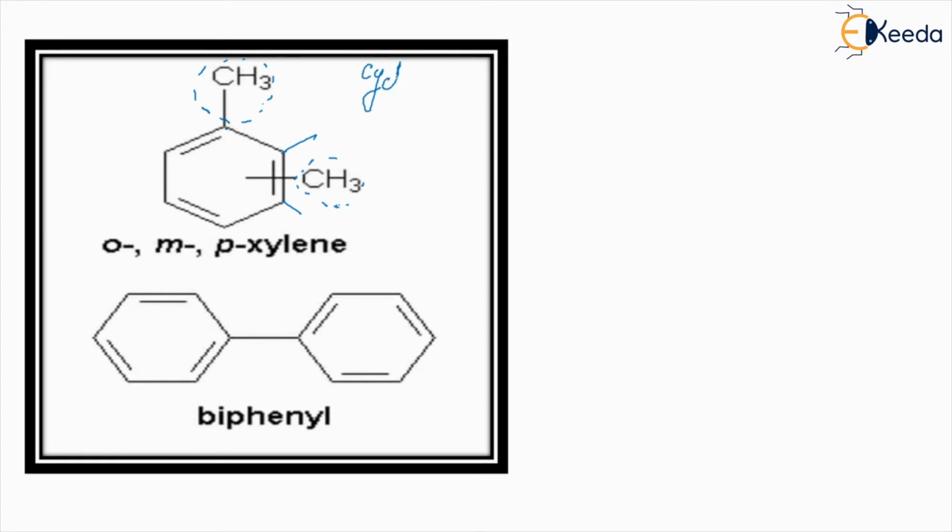Is it cyclic in nature? Yes. Is it conjugated in nature? Let us find out that. Sigma, pi, sigma, pi, sigma, pi. Yes, conjugated in nature. It will always be planar in nature. And what about the Huckel's rule? 1, 2, 3, 4, 5, 6. 6 pi electrons following Huckel's rule. It is an aromatic compound.